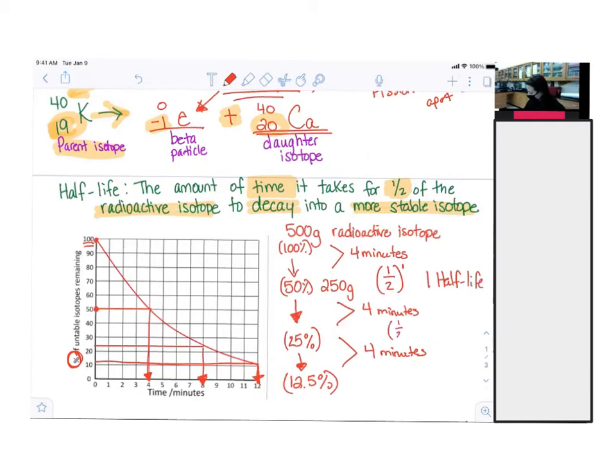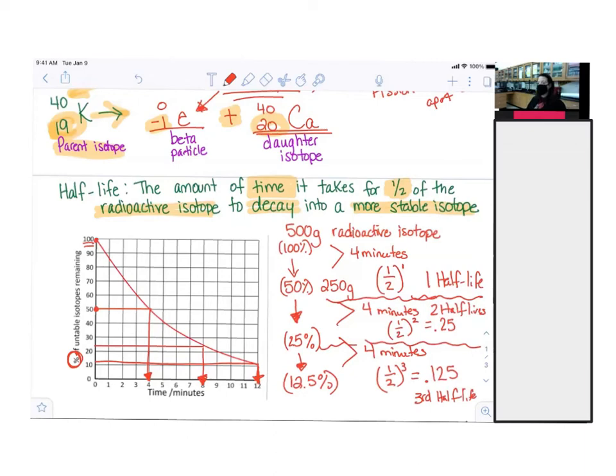1/2 to the second power is going to be 0.25, or 2 half-lives. And a third half-life is going to be 1/2 to the third power, or 0.125. This is my third half-life. So we can see there's a relationship. 1/2 to the third power is 12.5%, or 0.125. To the fourth power, to the fifth power, to the sixth power, I could calculate all of those.